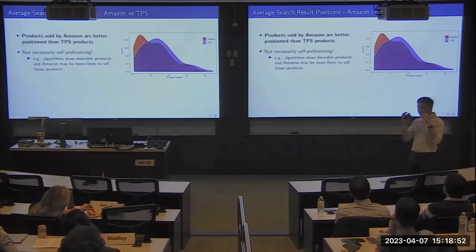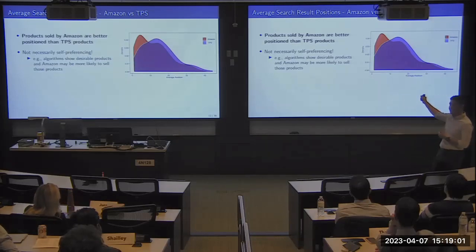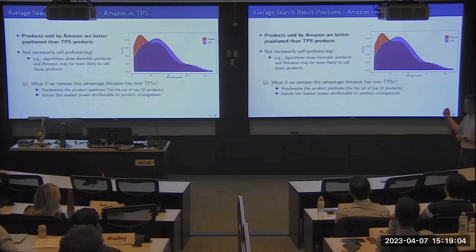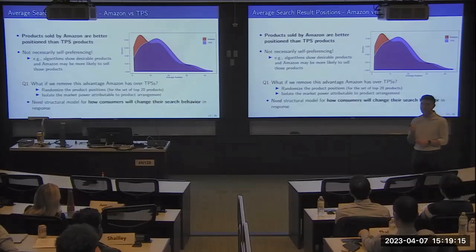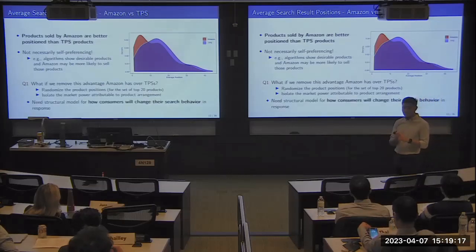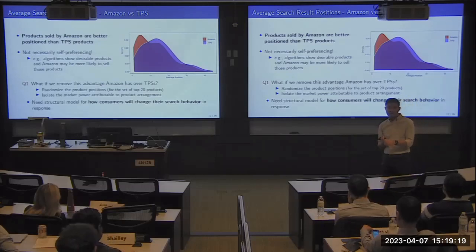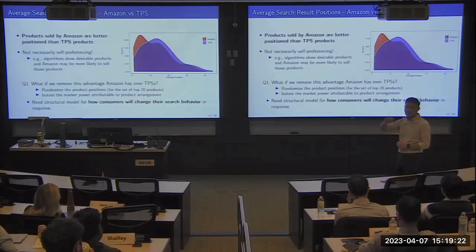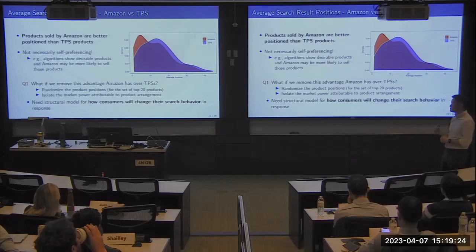And so instead of getting at self-preferencing directly, I'm here looking to just understand the market power associated with this difference that we see here. And to isolate that market power, I'm going to remove this difference in the product positions by randomizing product positions. To do this, we do need a structural model for how consumers will search and change their search behavior if we mess around with the product arrangement on the platform.